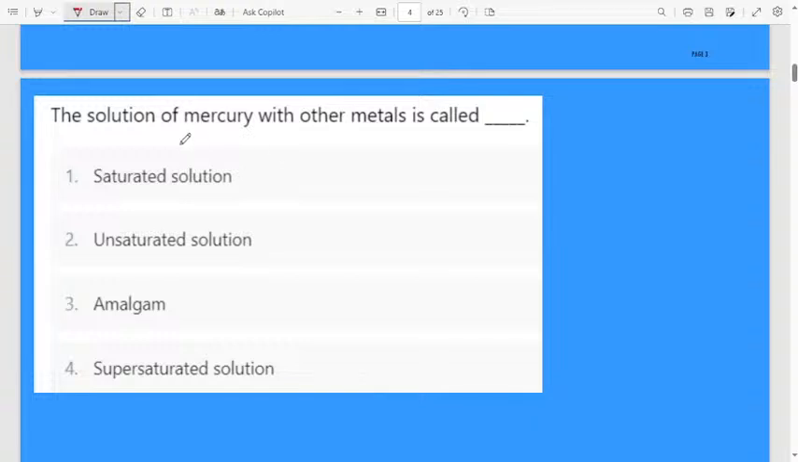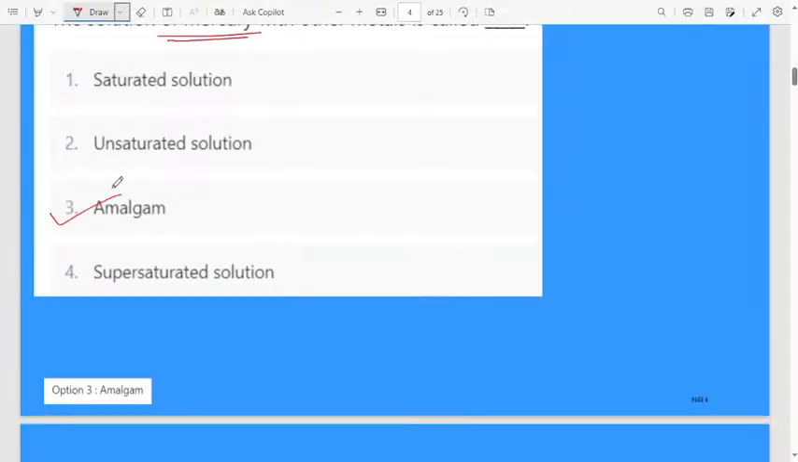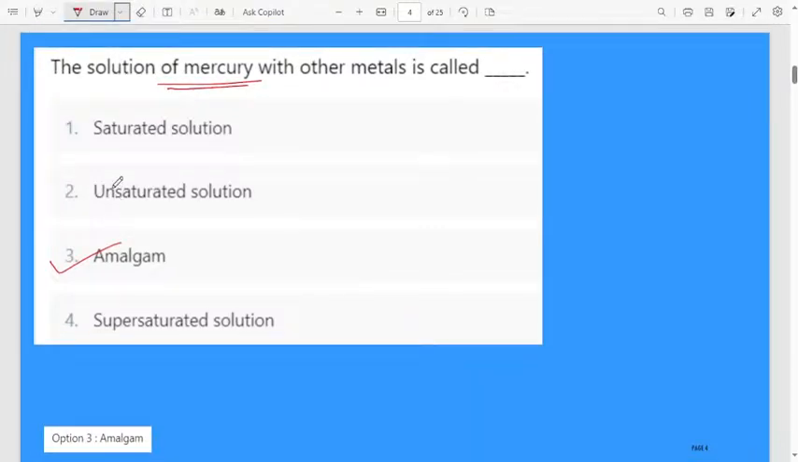The solution of mercury with other metal is called: first option saturated solution, second option unsaturated solution, third option amalgam, fourth option super saturated solution. The solution of mercury with other metal is an example of an amalgam. Remember, the solution of mercury with other metal is an amalgam.